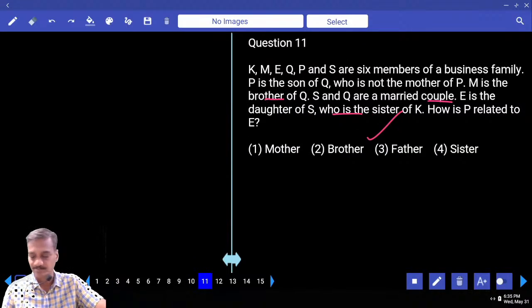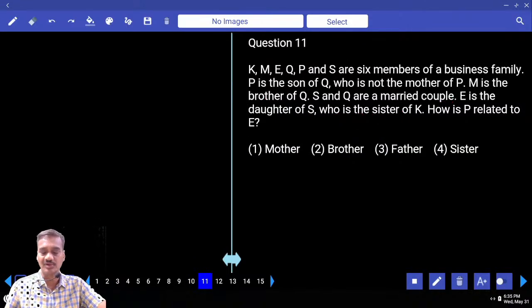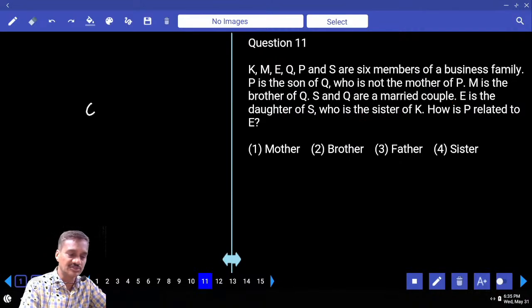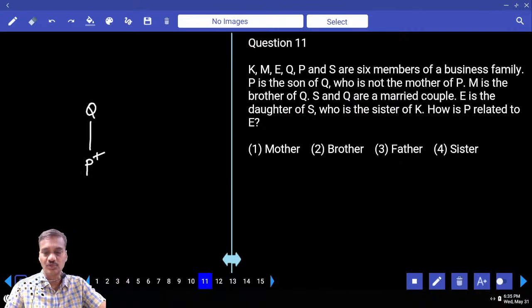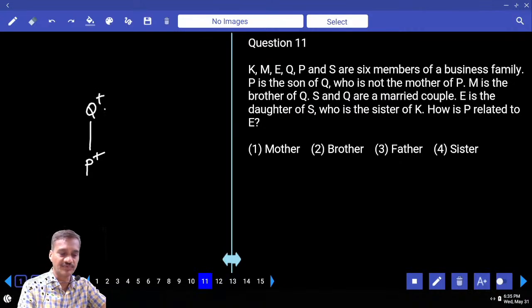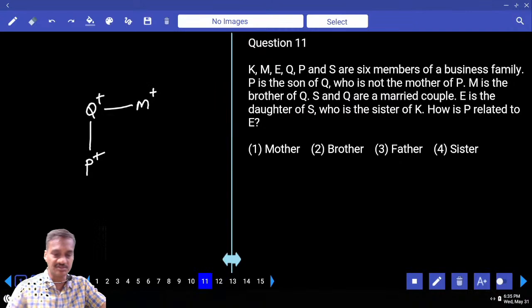10th one. Then next one, 11. Now K, M, E, Q, P, S are the 6 members of a family. Now P is the son of whom? P is the son of Q. P is the son of Q. Q who is not the mother of P. Q is not the mother means Q is the father. M is the brother of Q. Now this M is the brother of Q. S and Q are married couple.